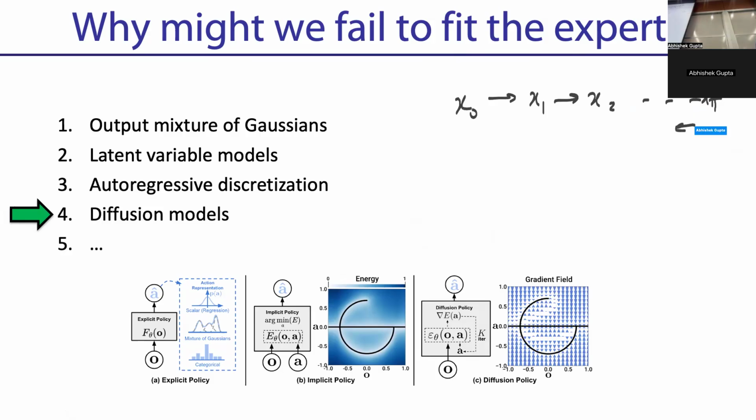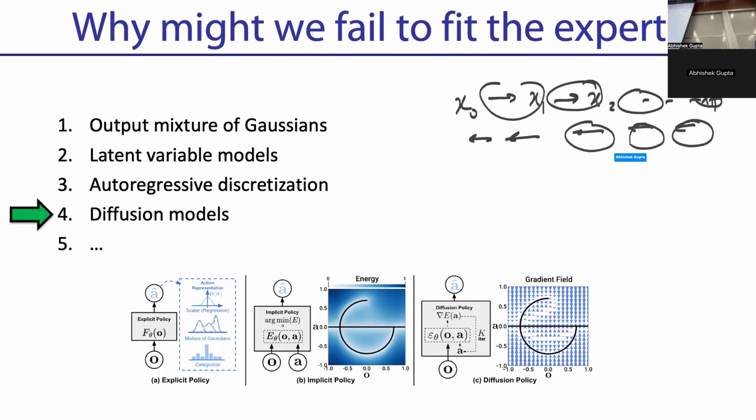And then you learn to reverse it. You have to add a particular form of controlled noise, and if you add that form of controlled noise, there's an easy way to learn the reverse process. The cool part about diffusion models is that they can represent really, really complex distributions.